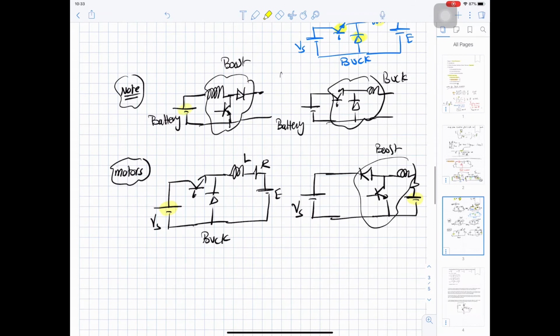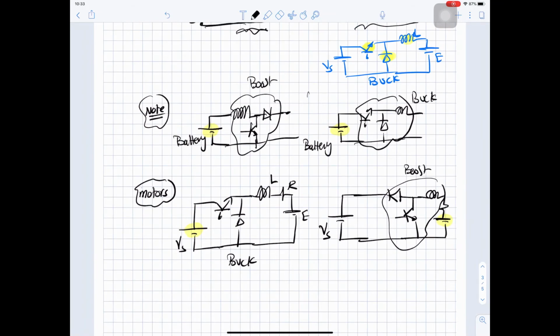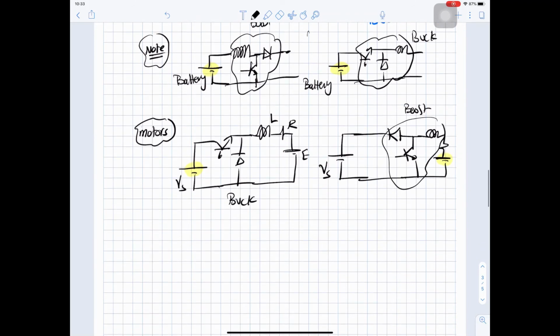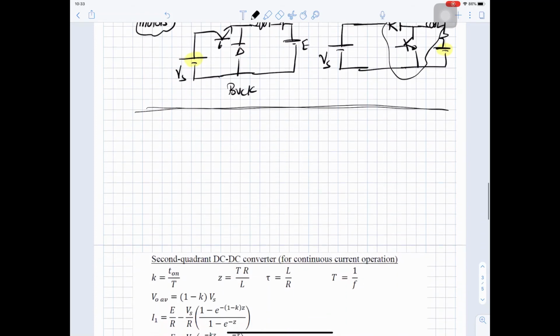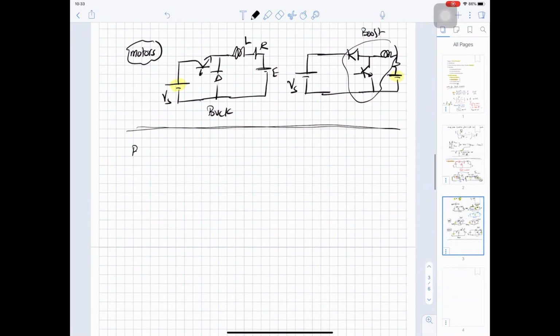But in application, when you have a battery and you need to boost it or step it up or down, this is how we do it. So differentiate between applications to batteries and application to motors. In motors, we are not stepping up or stepping down the source. We are stepping down the source or stepping up the EMF, so we are able to do regenerative braking. Now let's analyze the boost converter.